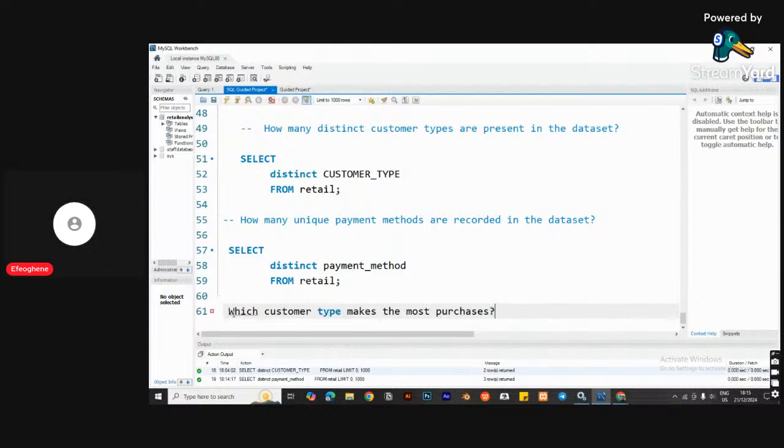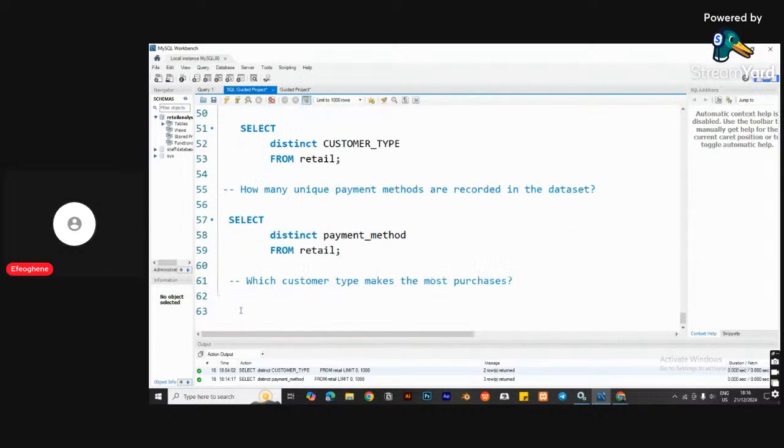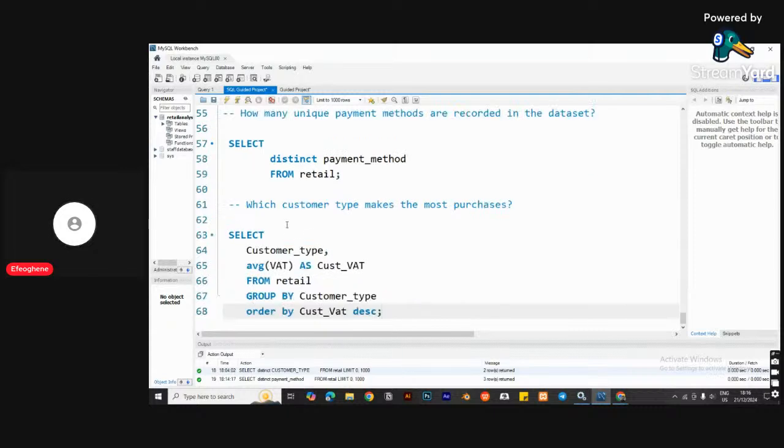Get the basics. So which customer type makes the most purchases? So how do we do that? We'll say, let me copy this. Writing these queries takes time. All right. So which customer type?